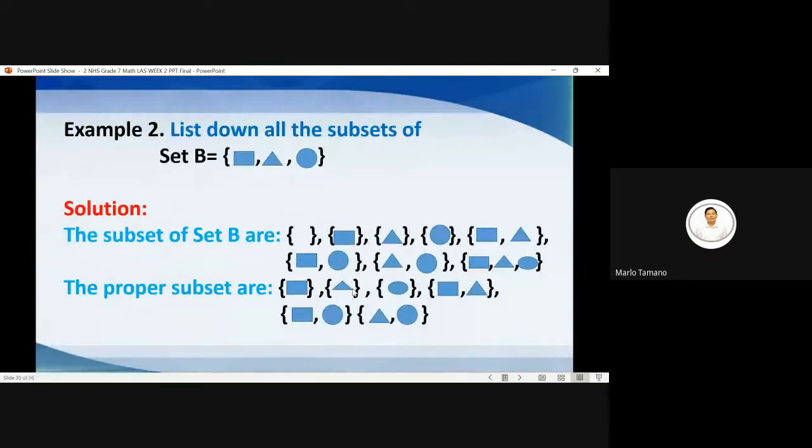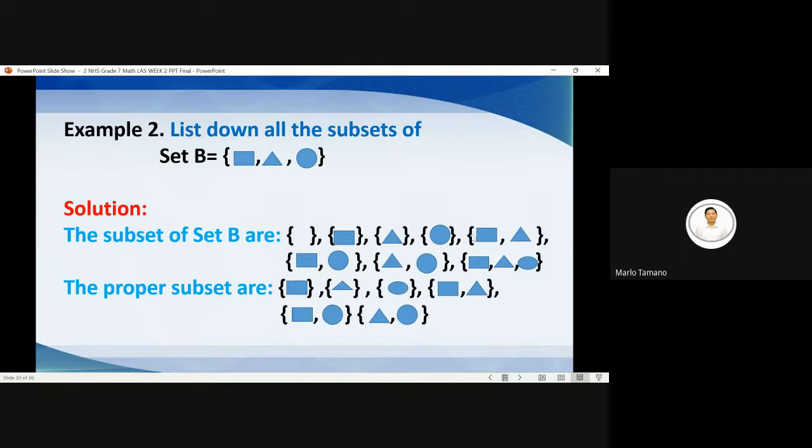Another example. List down all the subsets of set B. It has rectangle, triangle, and circle. Tatlo na po ang elements natin this time. The subsets of set B are empty. Yan, kasama pa rin ang empty. Rectangle, triangle, one at a time, circle. So, inisa-isa natin yung mga figures, no? So, we have here a rectangle, triangle, circle. One at a time po yan.